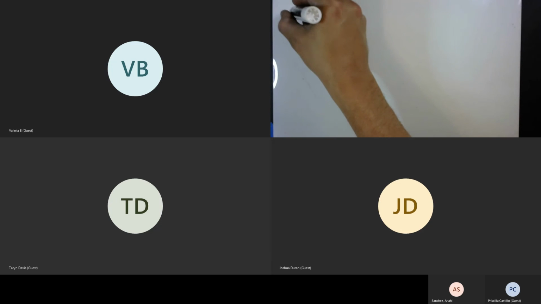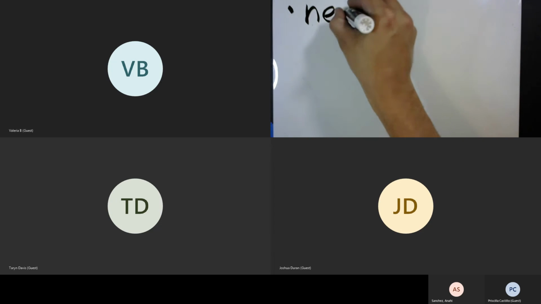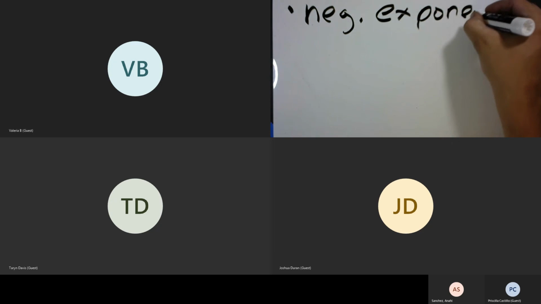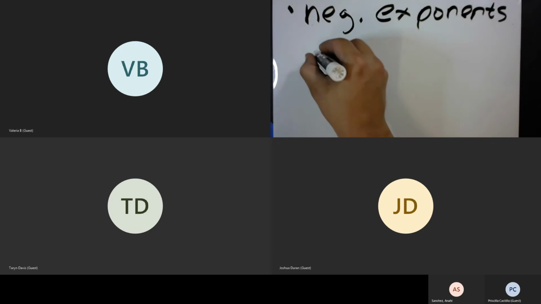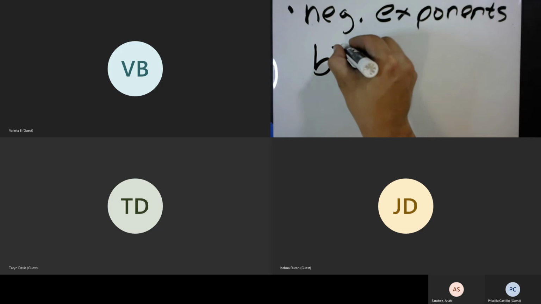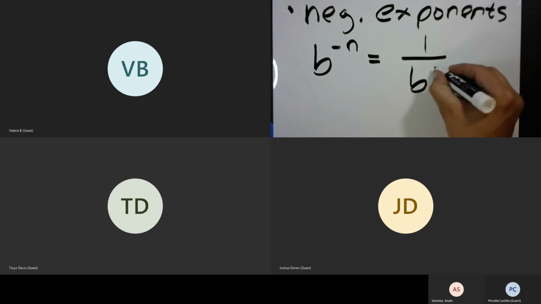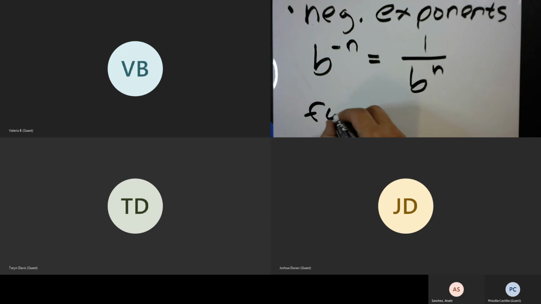Or here, so in general, this is the rule for negative exponents. b to the negative n is equal to 1 over b to the n. And again, we want b not equal to 0. Now you can have 0 to an exponent, that's totally fine, just not for negative exponents.